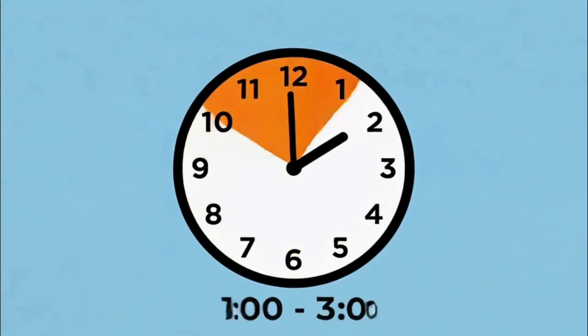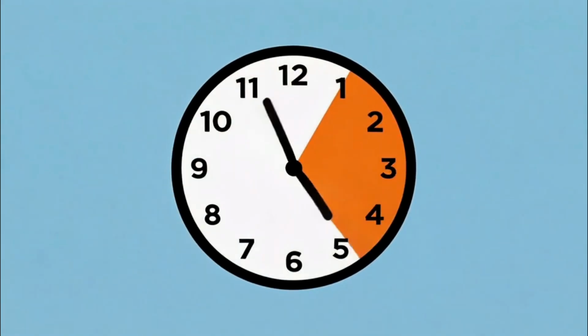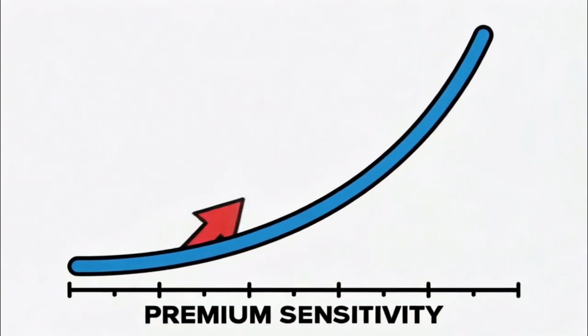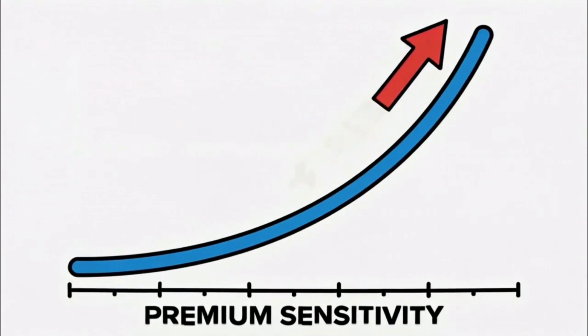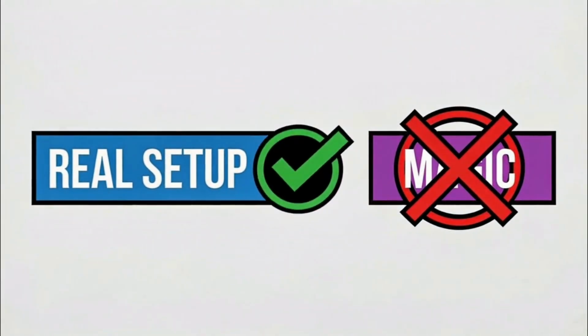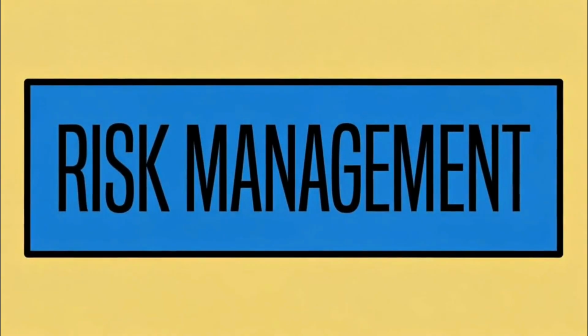The 1 p.m. to 3 p.m. window can be useful because same-day premium becomes increasingly sensitive as expiration gets closer. But it is not magic. You still need a real setup. And risk management cannot be random.